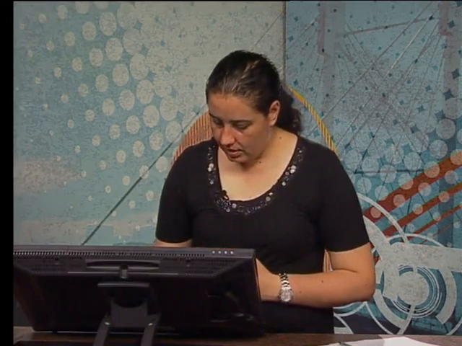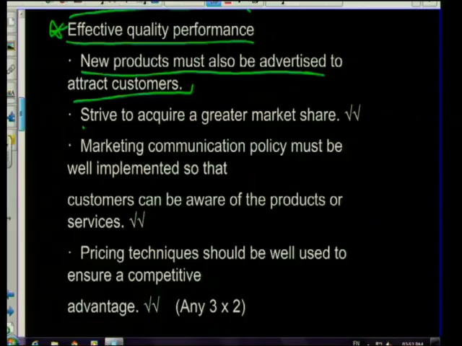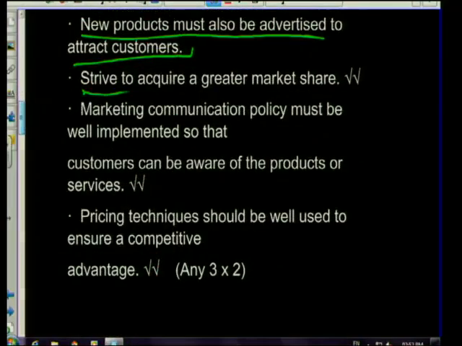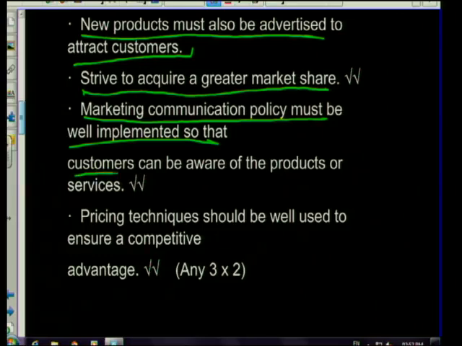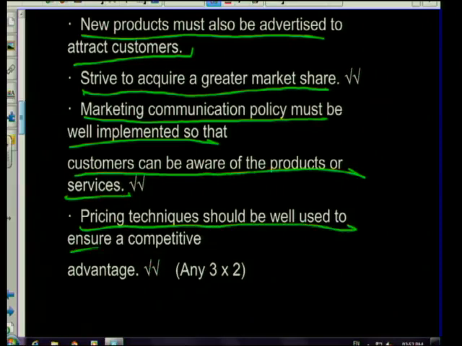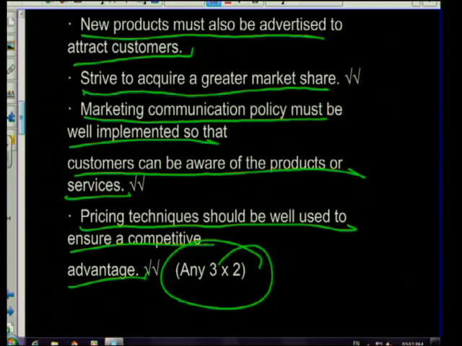Then, part of the marketing would be looking at striving to acquire a greater market share. The next point, marketing communication policy must be well implemented so that customers can be aware of the products or services. And lastly, pricing techniques should be well used to ensure competitive advantage. So you'll see here, grade 12s, 3 times 2, which will give you 6. And this was looking at the marketing.